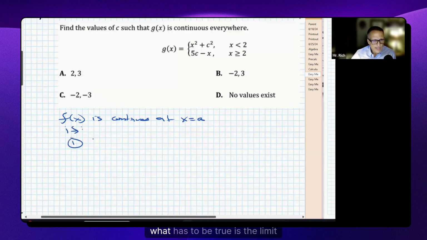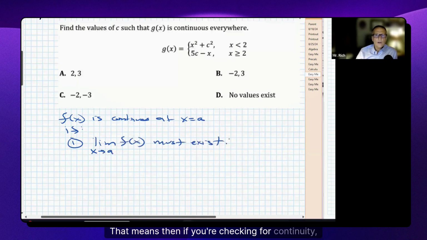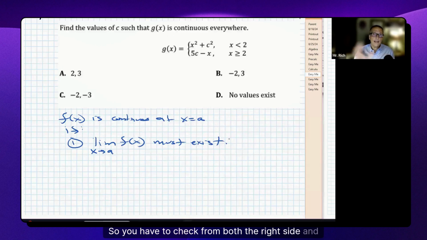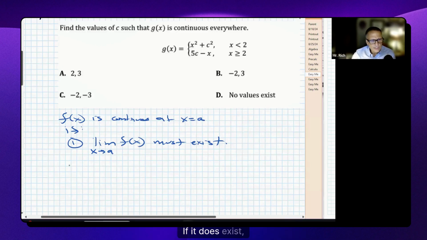First of all, what has to be true is the limit as x approaches a must exist. That means if you're checking for continuity, that's a two-sided limit, x approaching a. So you have to check from both the right side and the left side to see if the limit does exist. If it does exist, what must be true for continuity is that whatever that limit is, it must be the same as f of a.